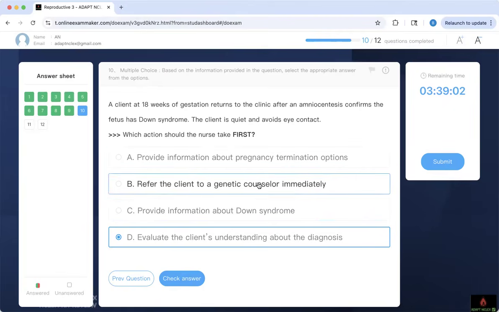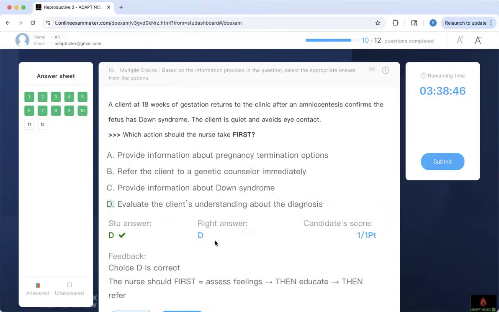Does he want to see a genetic test counselor? Does not matter. You've got to let them tell you what they think about Down syndrome, how they feel about it, what they know. Then you provide information. You have the knowledge to do that. Then you can give them anything you want.